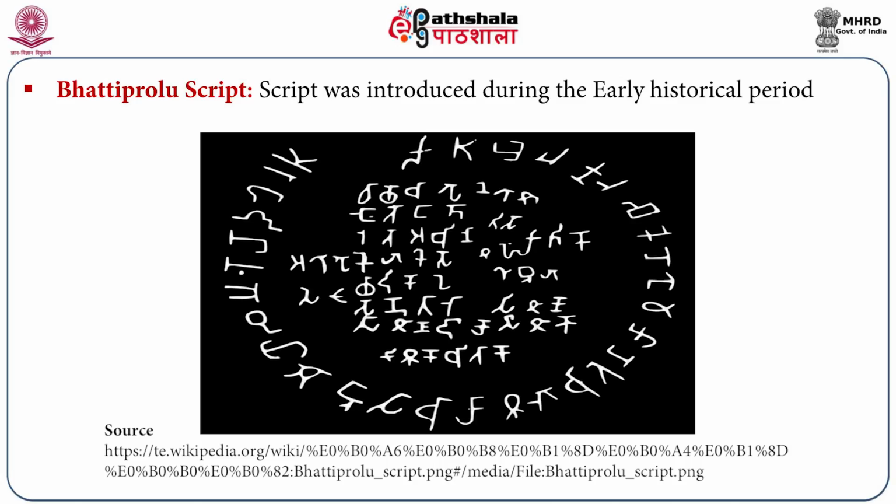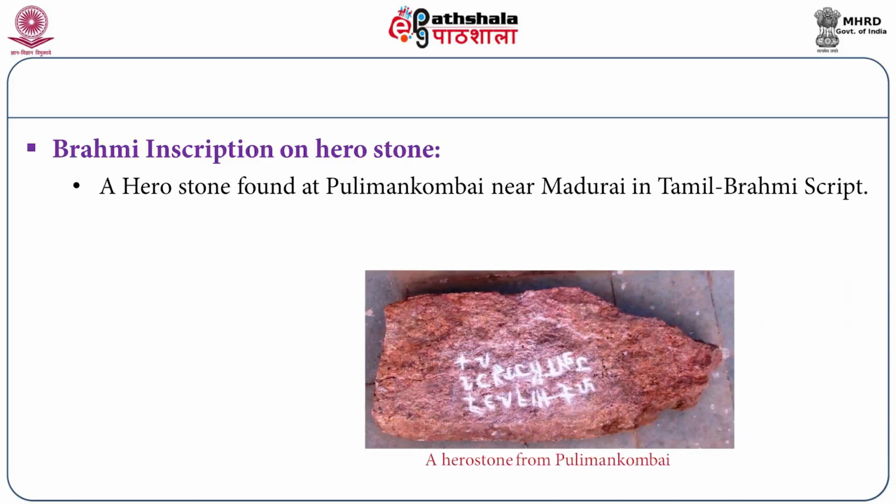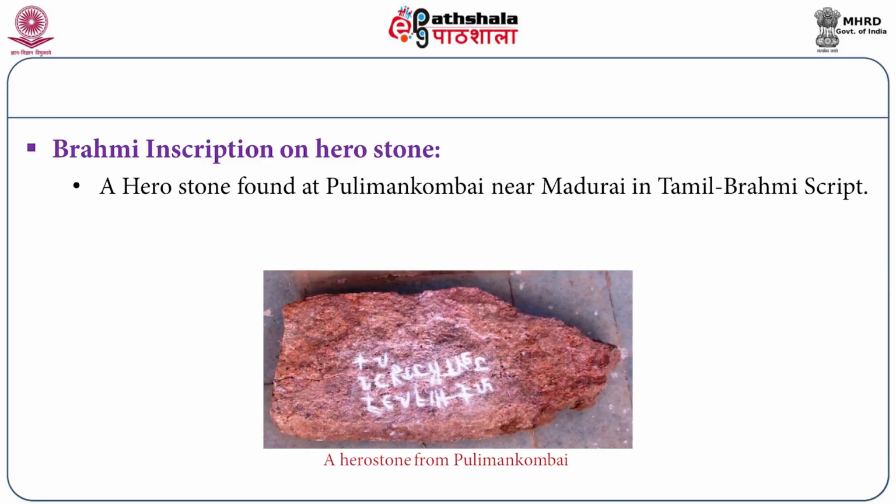So people were adopting the script for various languages somewhere in the early historic period, which clearly suggests these languages, regional languages, had emerged very distinctly, at least somewhat, in the early historic period. What you see here is a hero stone found at Puliman Kombai in Tamil Brahmi script. This is dated to the 3rd or 2nd century BC. The dating is done mainly on the basis of paleography. It refers to a person who died after lifting cattle.